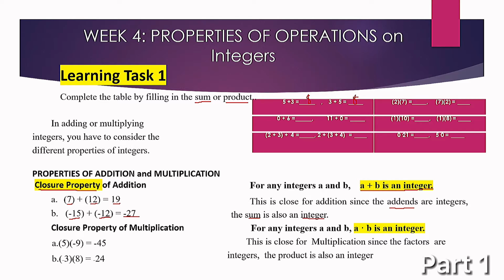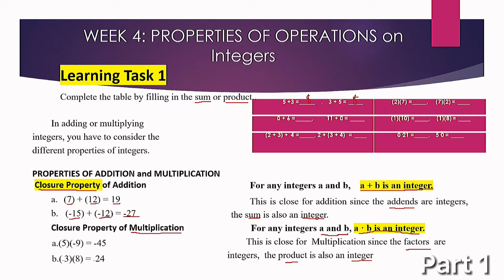Okay, for multiplication, any integers a and b, a times b is an integer. So, this is closed for multiplication since the factors, yung dalawang numbers na minumultiply, are integers. The product is also an integer.